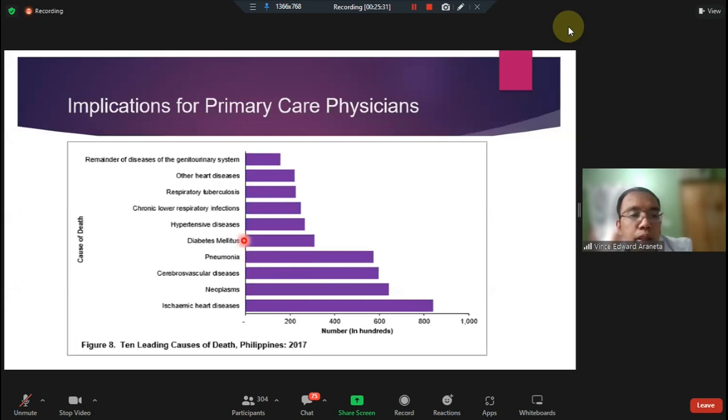Included here are pneumonia, diabetes, hypertensive diseases, chronic lower respiratory infections. TB is just on the number 8. Then other heart diseases, and then remainder diseases of the genitourinary system.